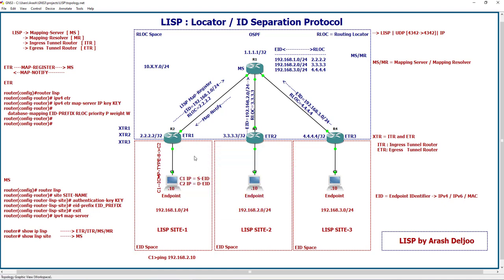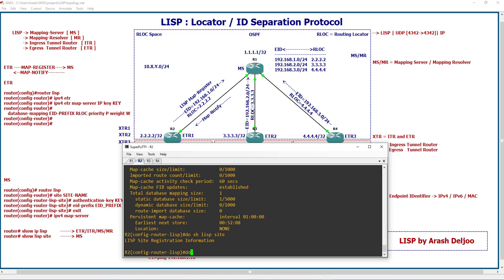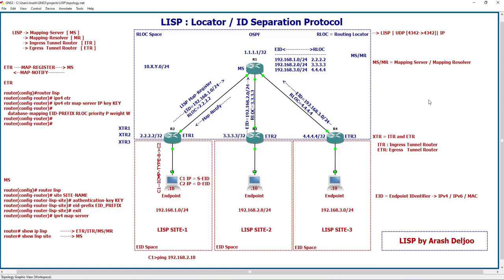Router 2 first should check the destination of this packet against its routing table. Let me check the routing table of router 2, the ETR: do show IP route. You know that we don't have any path for 192.168.2.10. Why? Because this destination IP is not available in the routing locator space. Because of that, R2 understands that this packet's destination does not reside in the RLOC space and is using LISP.